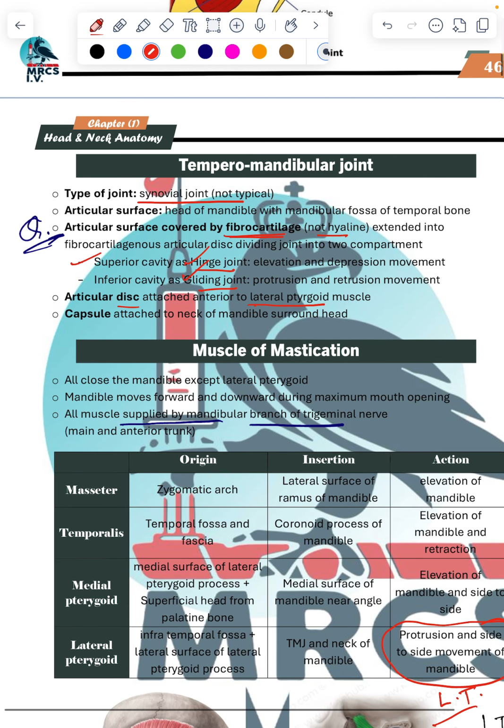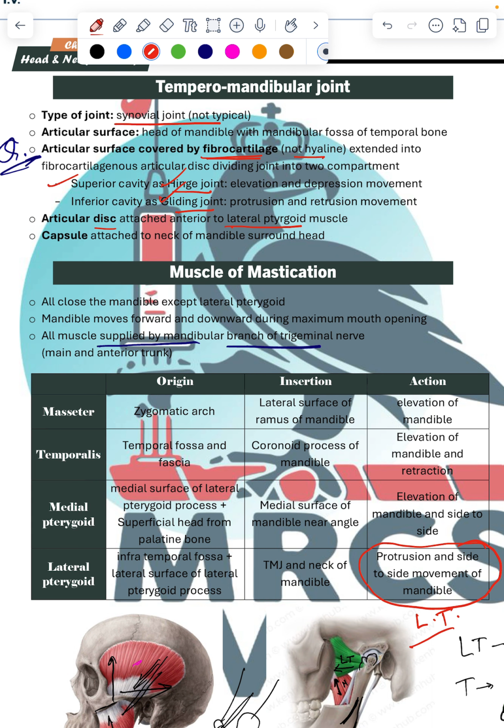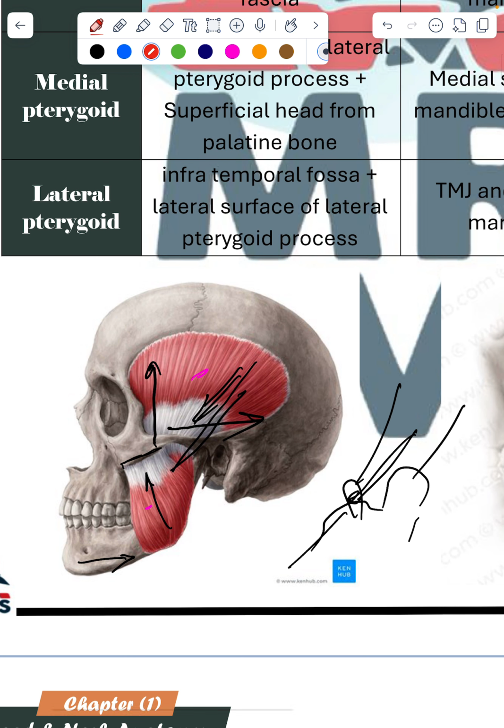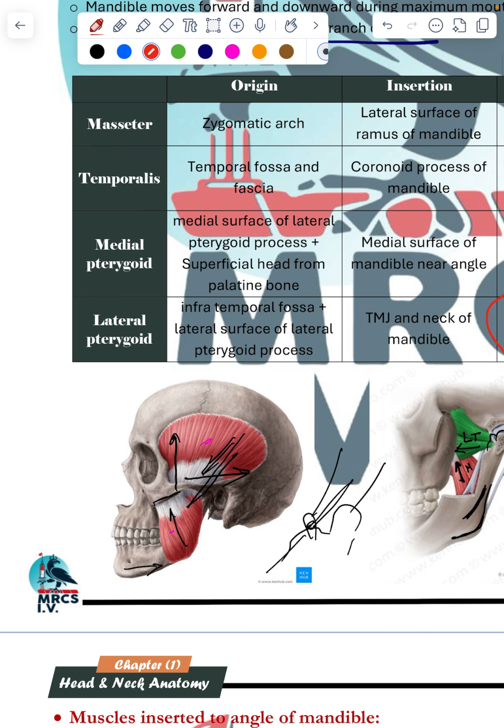So which muscles are acting on these? Muscles of mastication: masseter, temporalis, medial and lateral pterygoid. Just try to remember this picture. Temporalis muscle, this is from the temporal. When you keep your hand on the side of the head above the ear and start chewing, you can palpate that is temporalis muscle. And if you keep your fingers on the cheek and start chewing, that is the muscle called masseter.